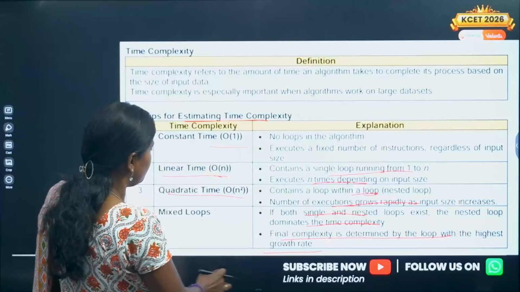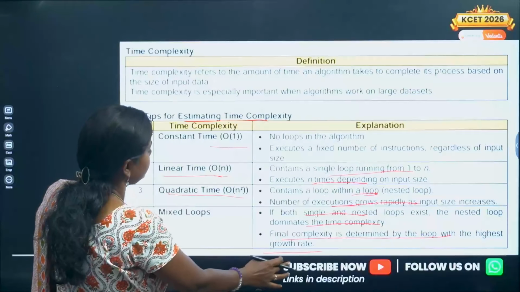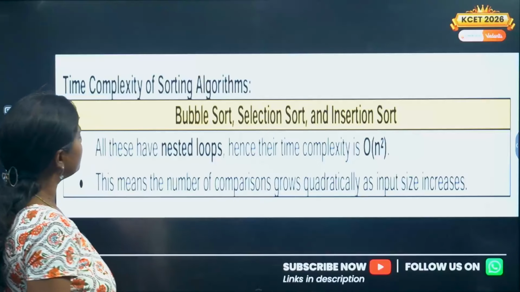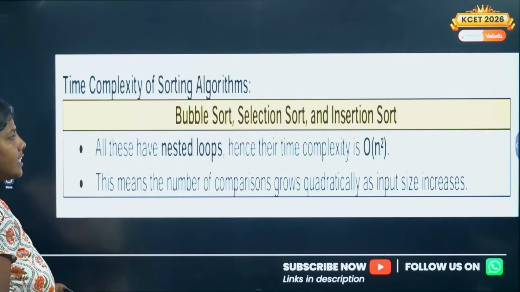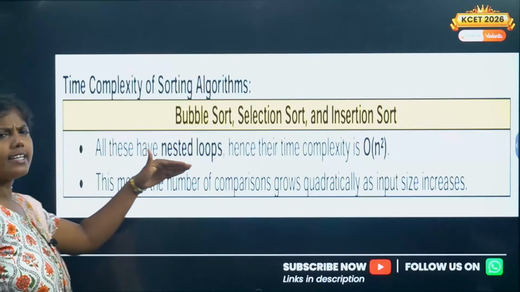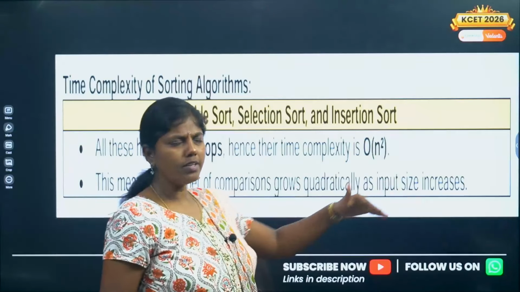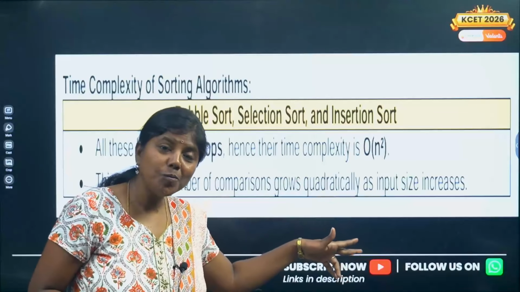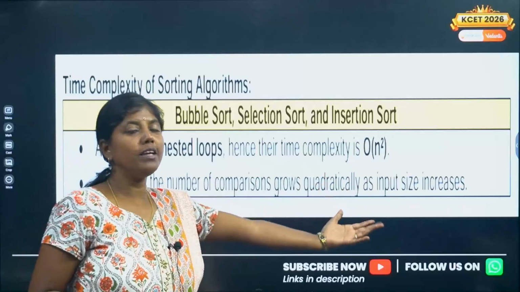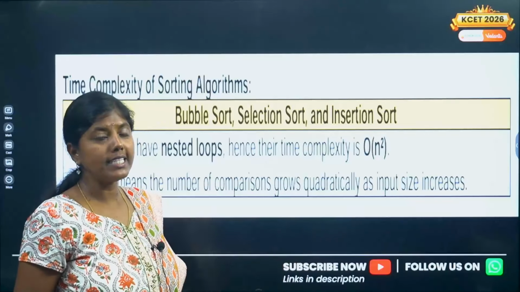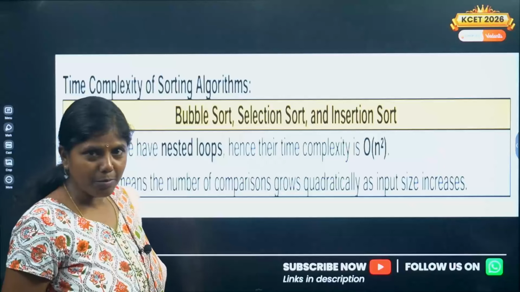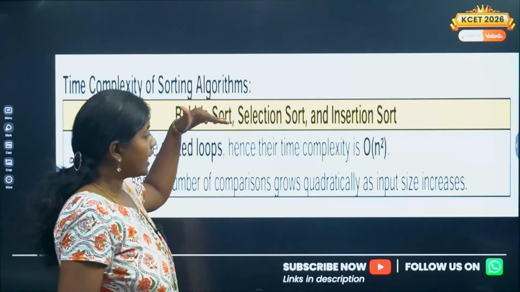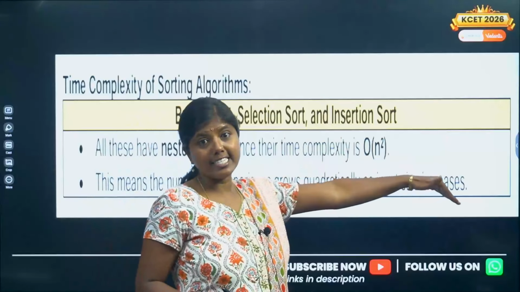Okay, we'll go for the time complexity. That is what they have given for bubble sort, selection sort, and insertion sort. Whether it is bubble sort, selection sort, or insertion sort, the time complexity is going to be a nested loop. A loop within a loop means it's going to be n square. That means you get quadratic time complexity, so we consider such algorithms quadratic time complexity algorithms. That means the number of comparisons grows quadratically as input size increases.